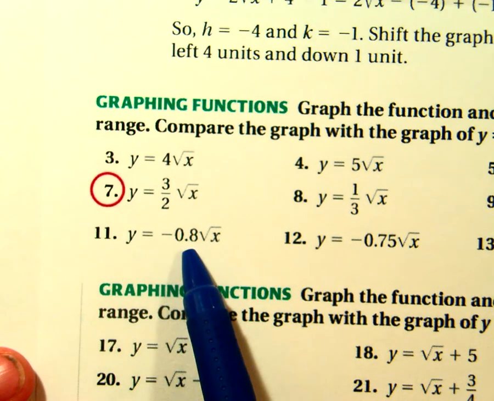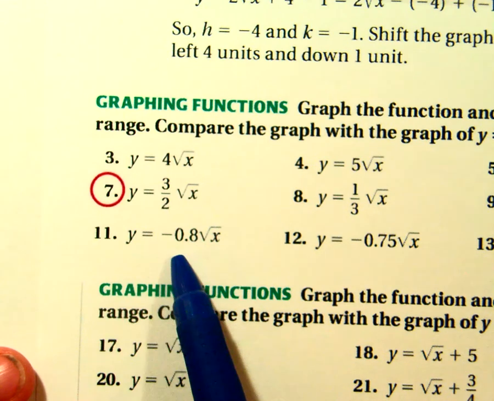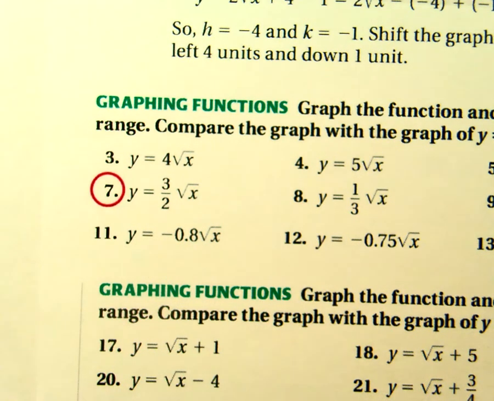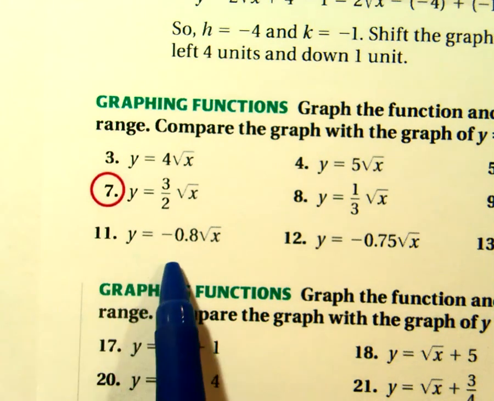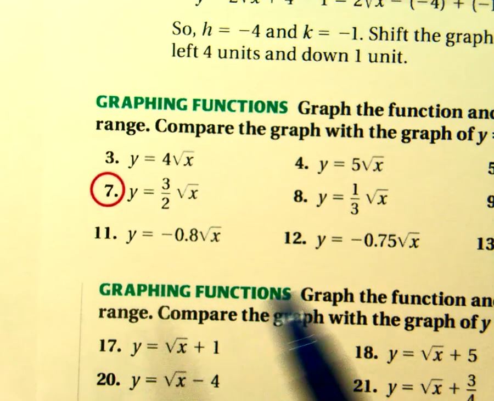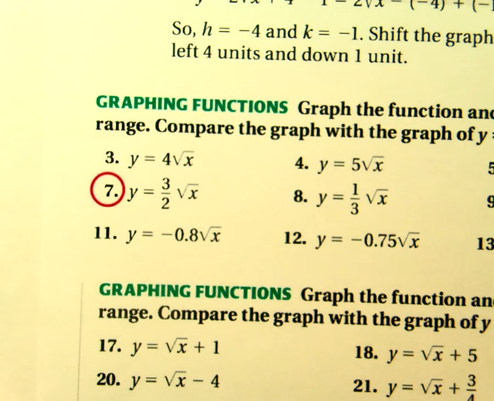Here, y equals negative 0.8 times the square root of x. Well, that's just a fraction in disguise. That's a decimal. Whether it's a fraction or a decimal, it's between 0 and 1 in absolute value. So that's all that really matters. Okay? So it will be shrunk, it'll be squished down, and notice that the negative is on the outside of the radical sign, so it's perfectly permissible. That just means it's reflected over the x-axis, so it'll be like a reflection in a mirror.